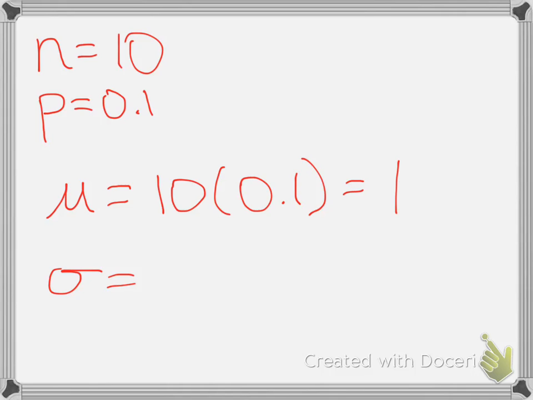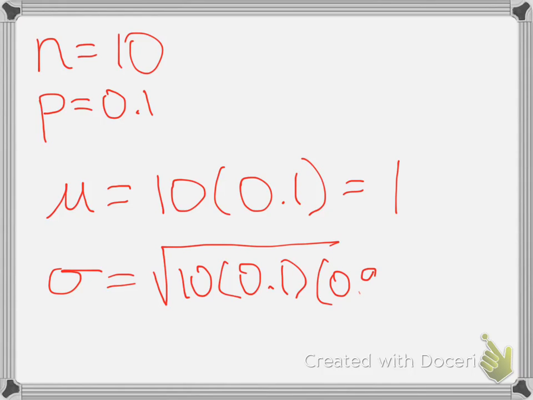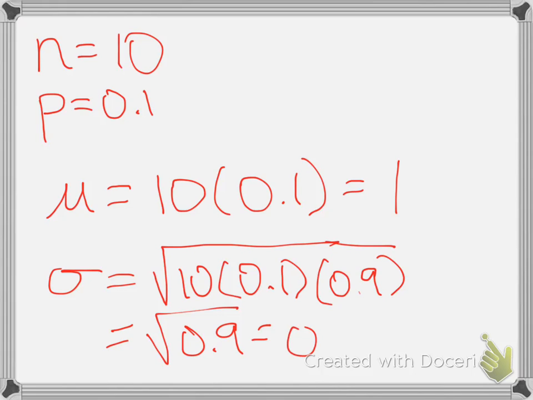For our standard deviation, we'd take the square root of n times p times 1 minus p. So it's going to be 10 times 0.1 times 1 minus p, which will be 0.9. Extend that square root. And so this ends up simplifying down to the square root of 0.9, which calculates out to be approximately 0.9487. So that's how you use the two formulas. They're relatively simple to work with.